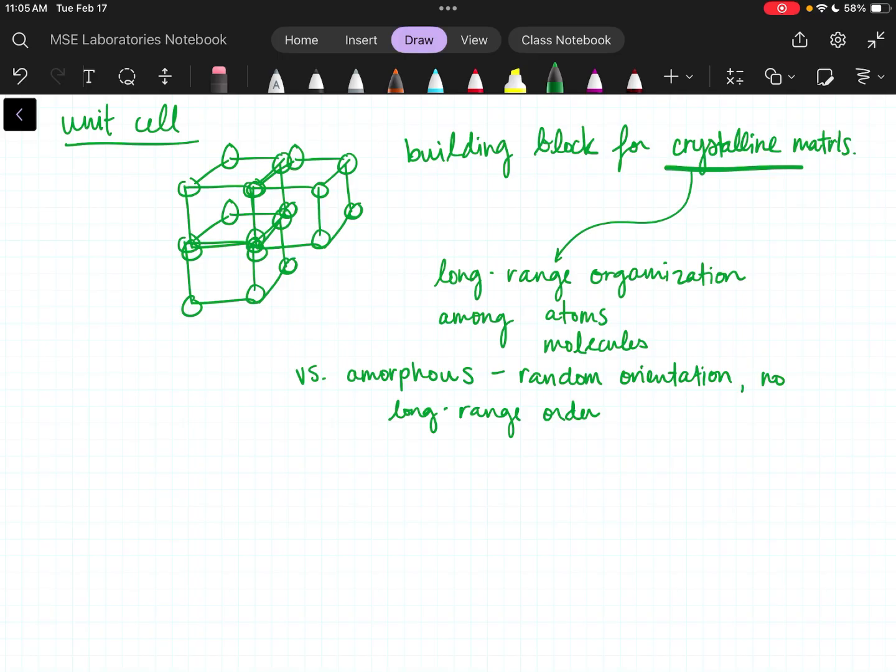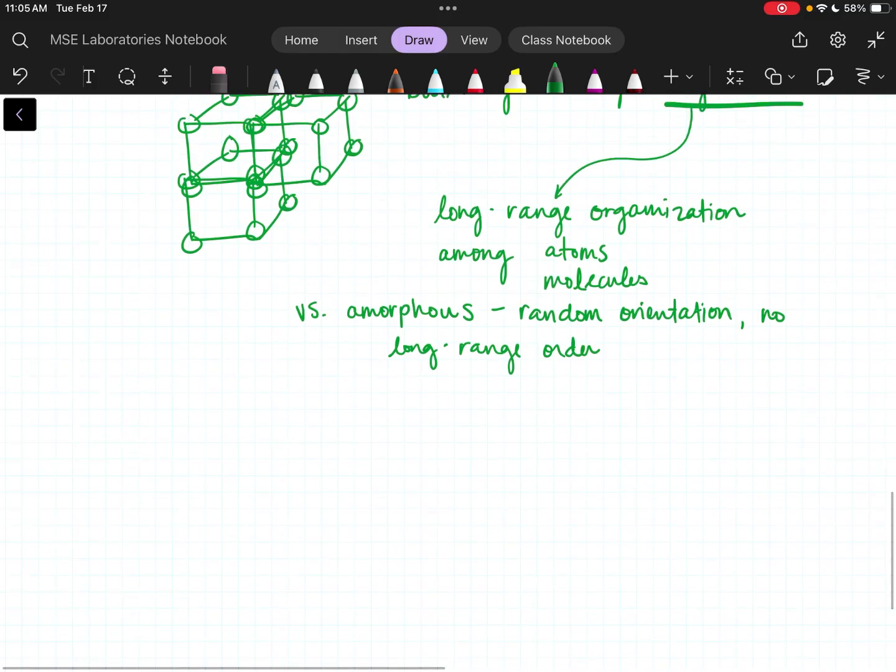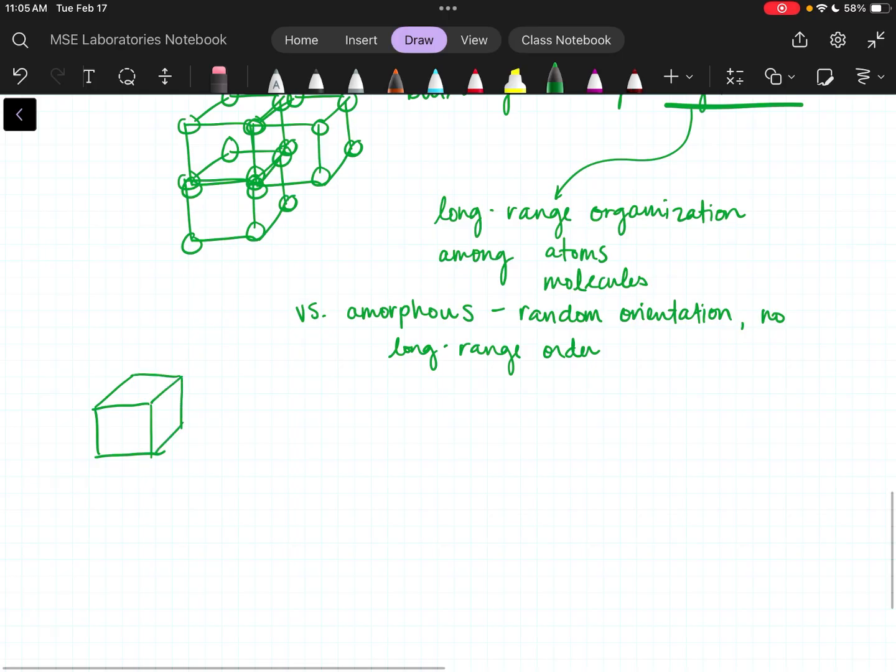I'm only going to draw cubes because I am drawing by hand and I do not have any additional skills. But if you Google unit cell types or unit cell configurations, there are really nice computer drawn pictures of what a more complicated unit cell might look like. They're not all cubic. I'm just going to keep drawing cubic.